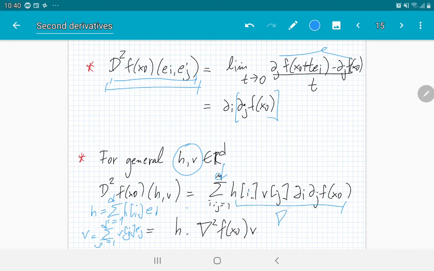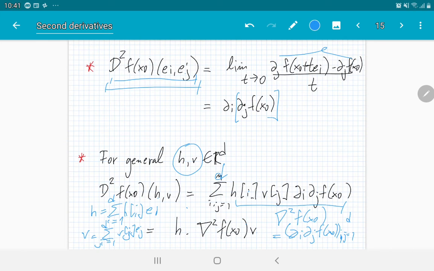And what is this matrix? It's a Hessian matrix, the matrix with entries given by the partial derivatives of f at x naught. So just like we found the gradient as giving us the expression for the first Fréchet derivative, we now find that the Hessian matrix that we all know from calculus gives us the expression for the second Fréchet derivative.